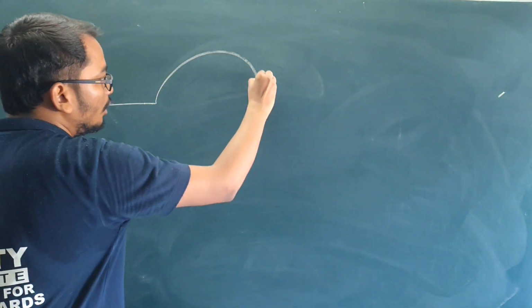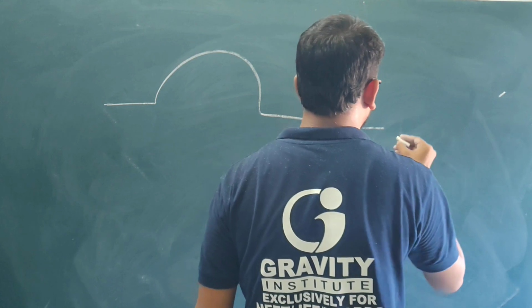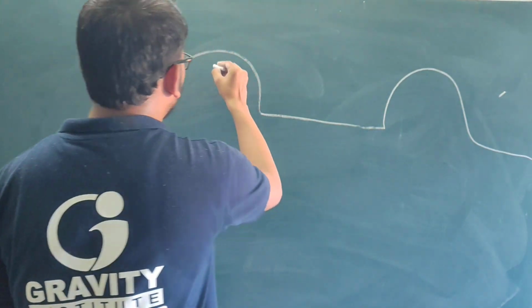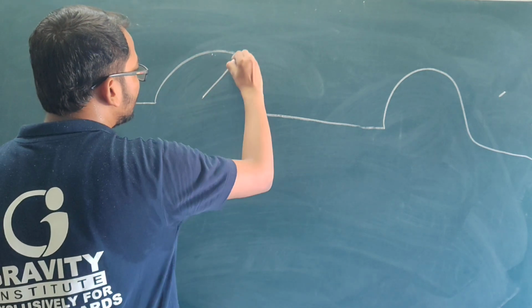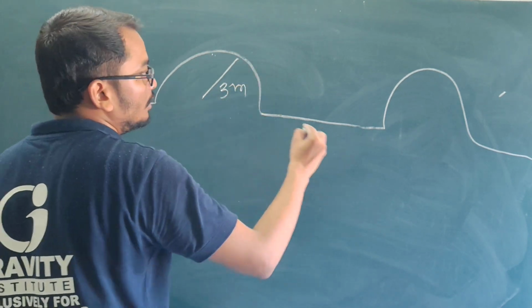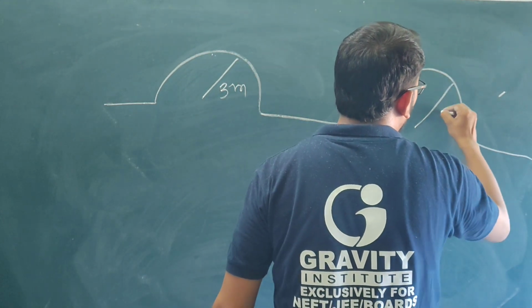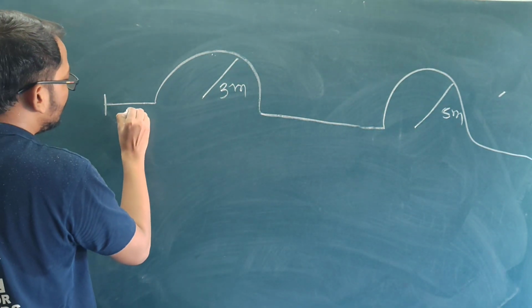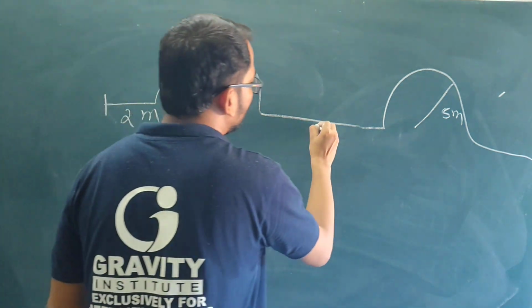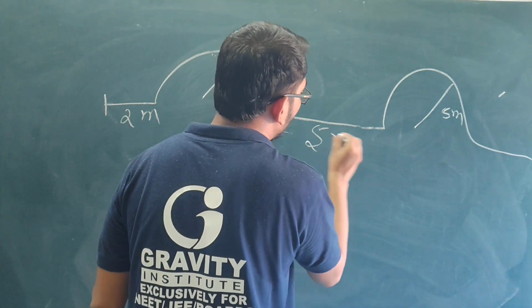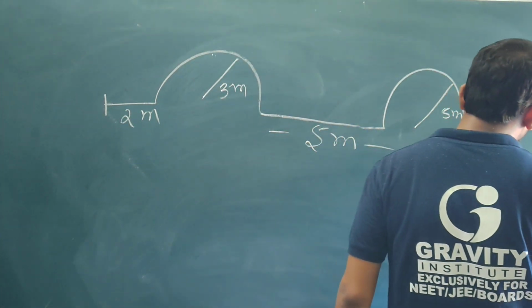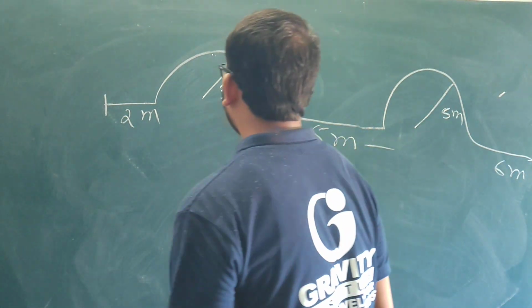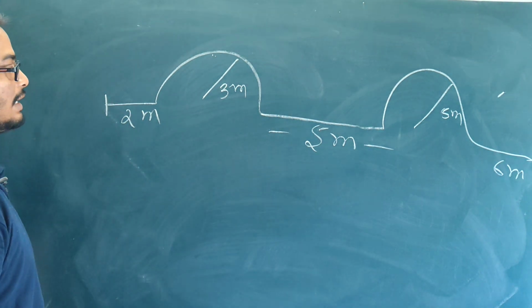Suppose any particle is moving along this curve. This is a semicircle having radius, suppose, 3 meter. This is 5 meter. Suppose this distance is 2 meter, this distance is 5 meter, and this distance is 6 meter. So we have to calculate distance and displacement.